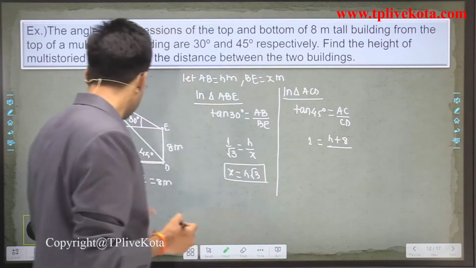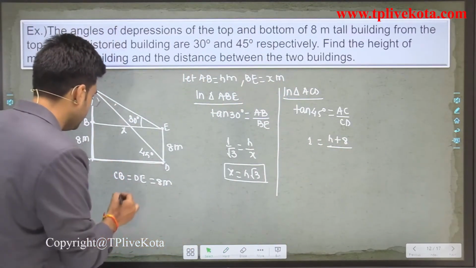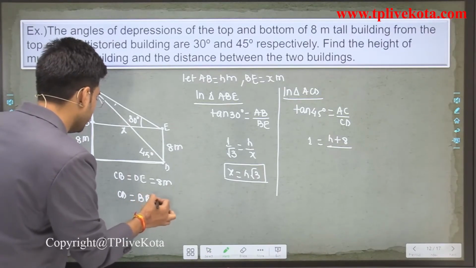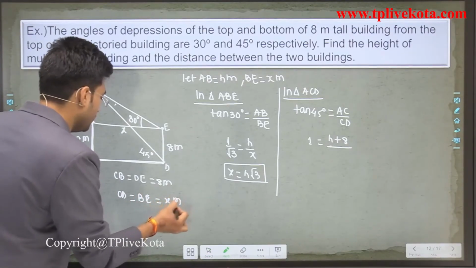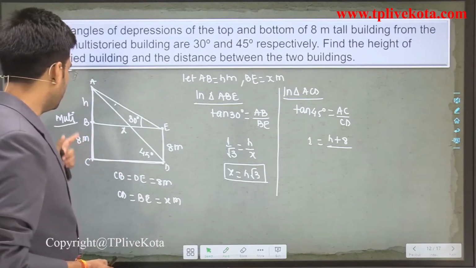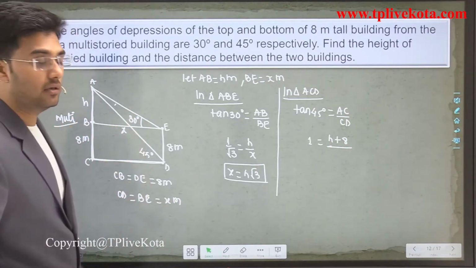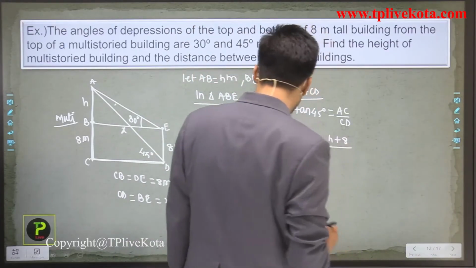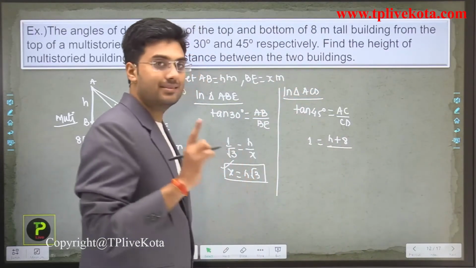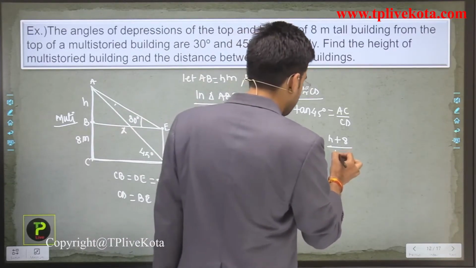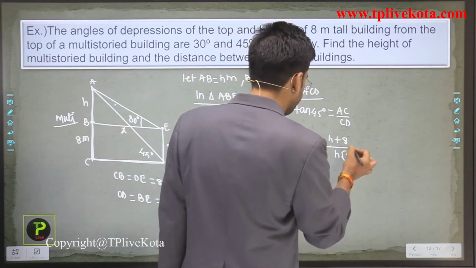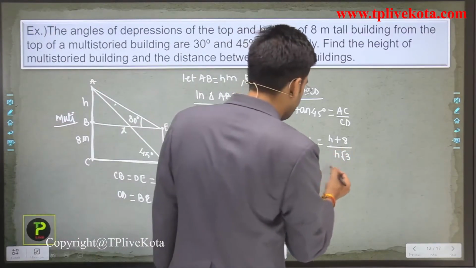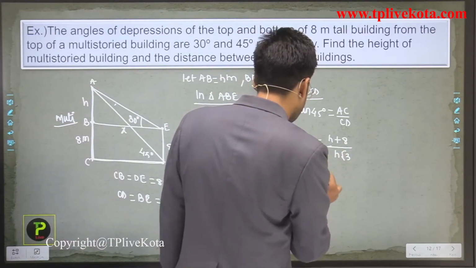And now what is the CD? Students, here CD is equal to BE is equal to X meter. Why are these equal? Because BCDE is a rectangle. So we can write CD is X, and X is H root 3. Clear? Now when we solve this, what will we get?